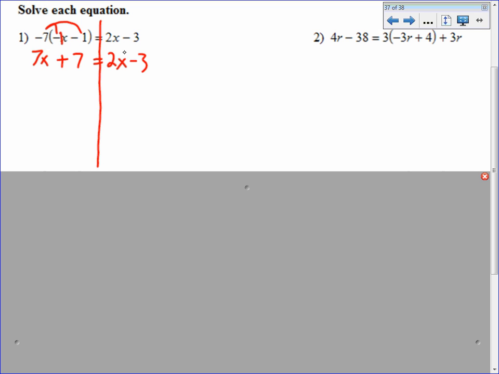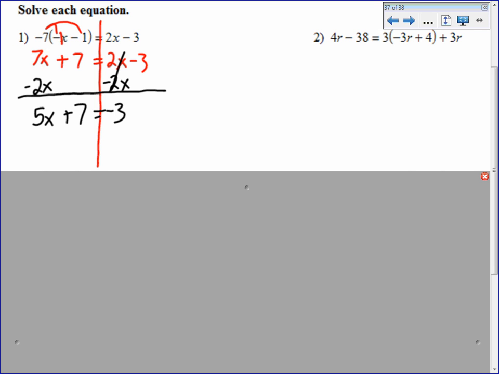So I'm going to try to move this over by doing the opposite. I've got to get rid of this positive 2x. The way we get rid of a positive 2x is we take it away. So we're going to subtract 2x from both sides. Positive 2x minus 2x cancels. You're left with your negative 3 over here. 7x's minus 2x's gives us 5x's. Bring the plus 7 straight down.